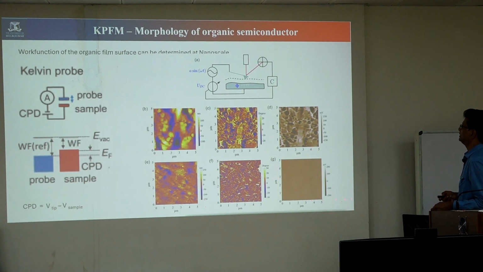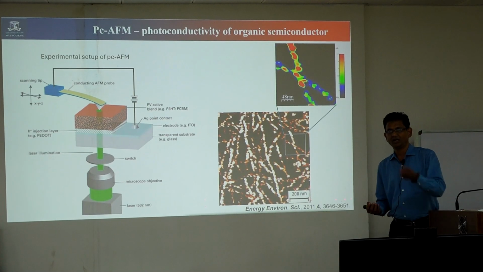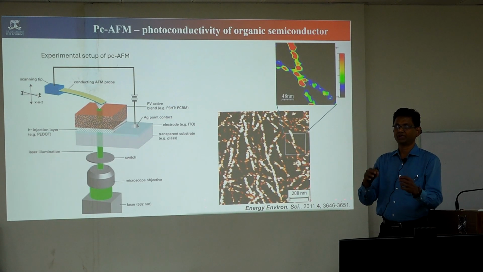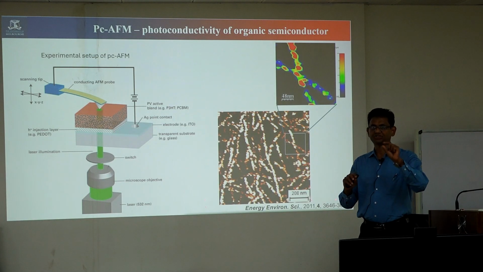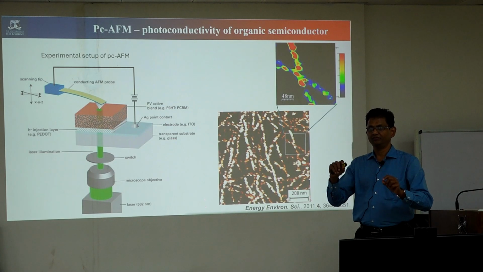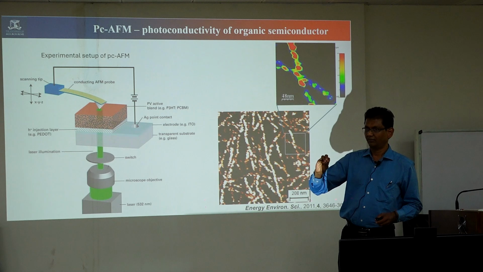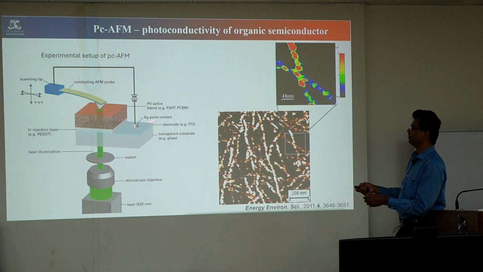Okay. Another AFM technique is called photoconductive AFM. Suppose you have a photoactive material; when you shine light, it will generate electrons, right? So how do we know that at the nanoscale level? I'm not saying bulk scale. At the nanoscale level, which domain is actually giving electrons? If you have different domains, which domain? Sometimes some domain is not working. Which domain is not generating anything? Those things we can find out from photoconductive AFM.